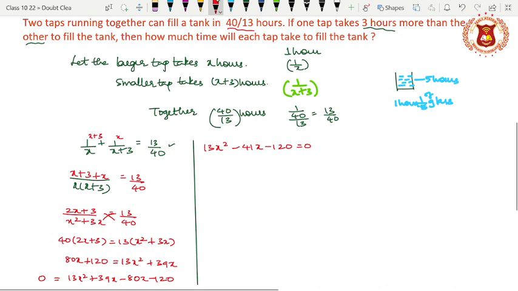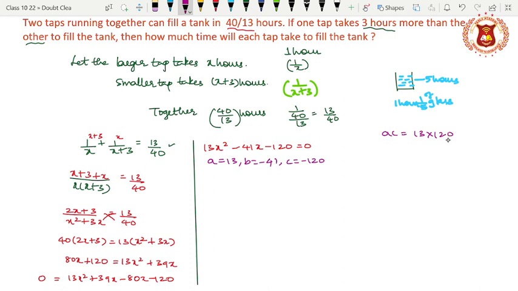Now finding the factors is very important here. Even though it looks complicated, it's very simple if you know the trick. A is equal to 13, B is equal to minus 41, and C is equal to minus 120, right? Now AC is equal to 13 into 120, which is 1560. Now let us find the factors here. This is very important. In the exam, if you don't get the factors here, you can use the Sridharacharya method, but the Sridharacharya method takes time.